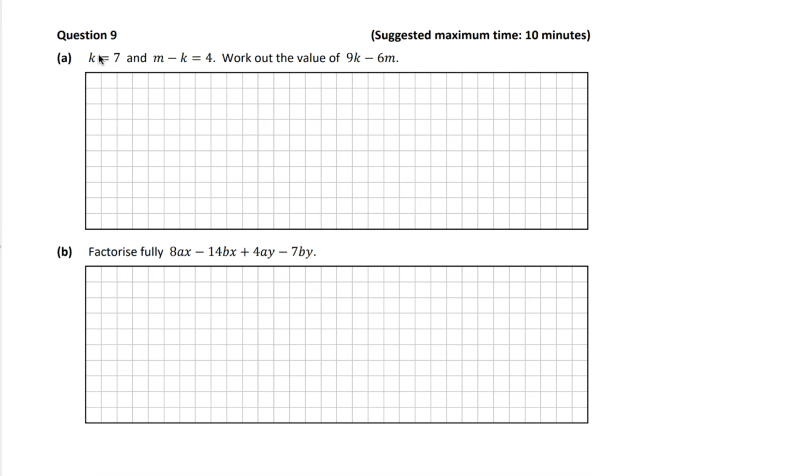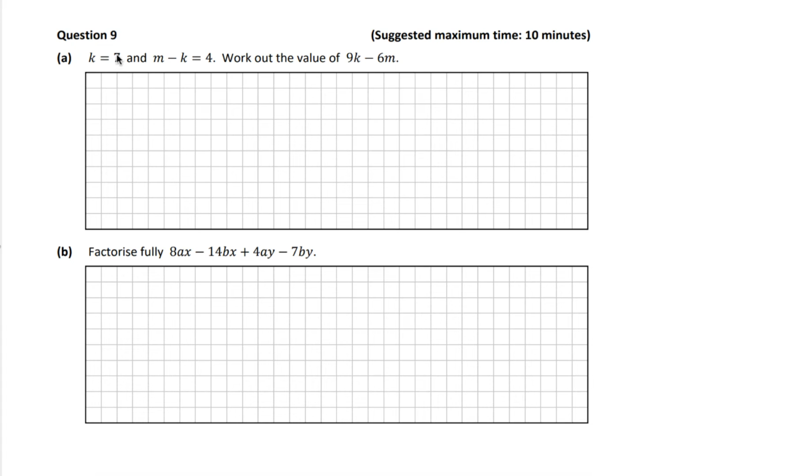Question number 9. Part A says k is equal to 7 and m minus k is equal to 4. Work out the value of 9k minus 6m. So to work out the value of 9k minus 6m, we need to know what k and m are. Now k is given straight away, k is 7.